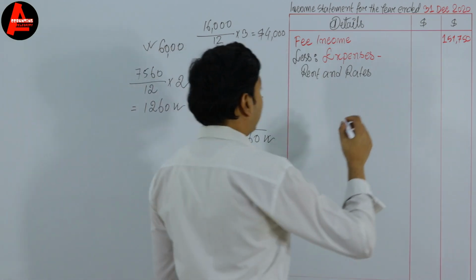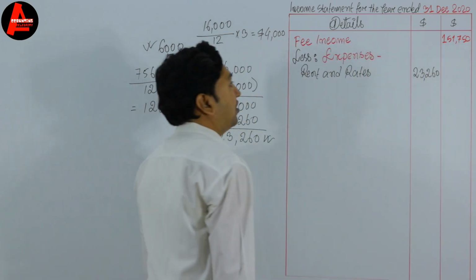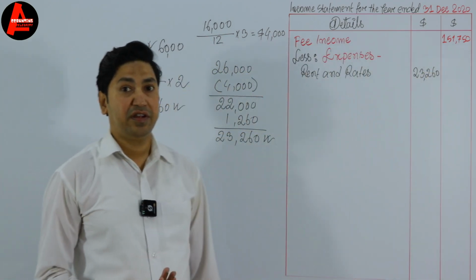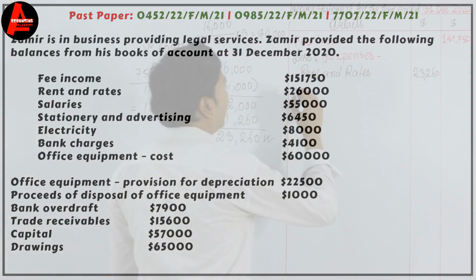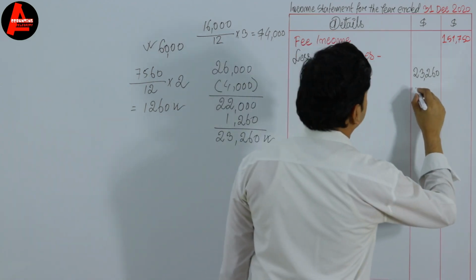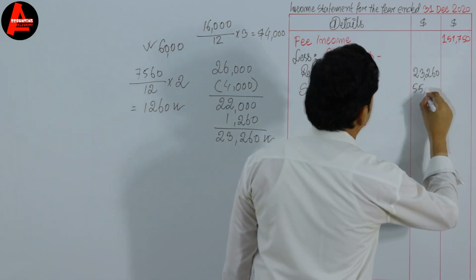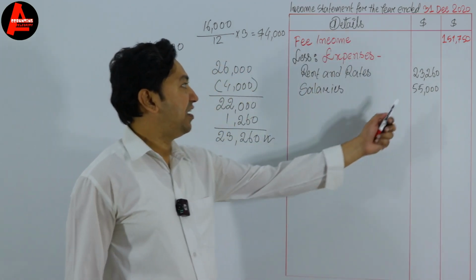So let us write here now 23,260. Okay, so great. Then we have here salaries. It is $55,000. Okay, let us write here salaries $55,000. We have no adjustment about salary, so we will write this amount directly here.